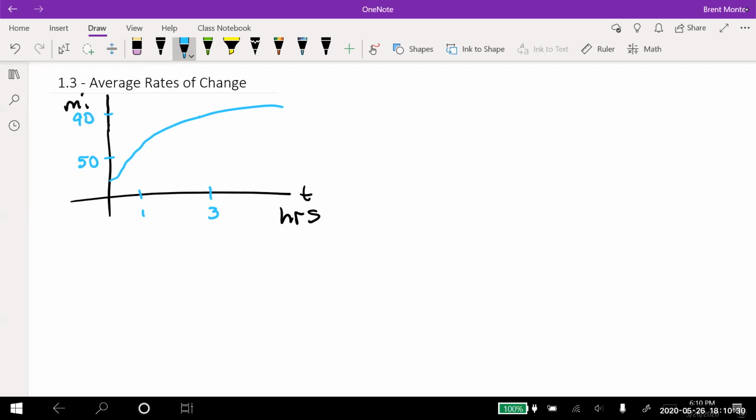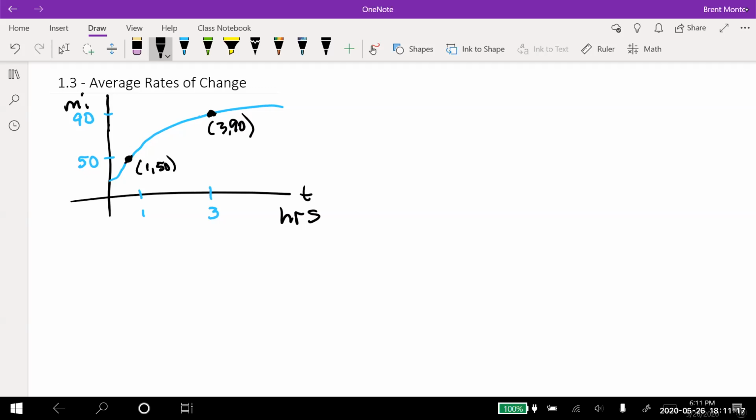Okay. So what we're talking about here is average rates of change. At any point along there, we don't have a linear function, which means we're changing at different rates. The rate that we're changing at 50 miles is pretty steep, but at 90, we're not going up very steep at all. What we can do is look at those 2 points individually. This point is at 1 hour, we're at 50 miles, and this at 3 hours, we're at 90 miles.